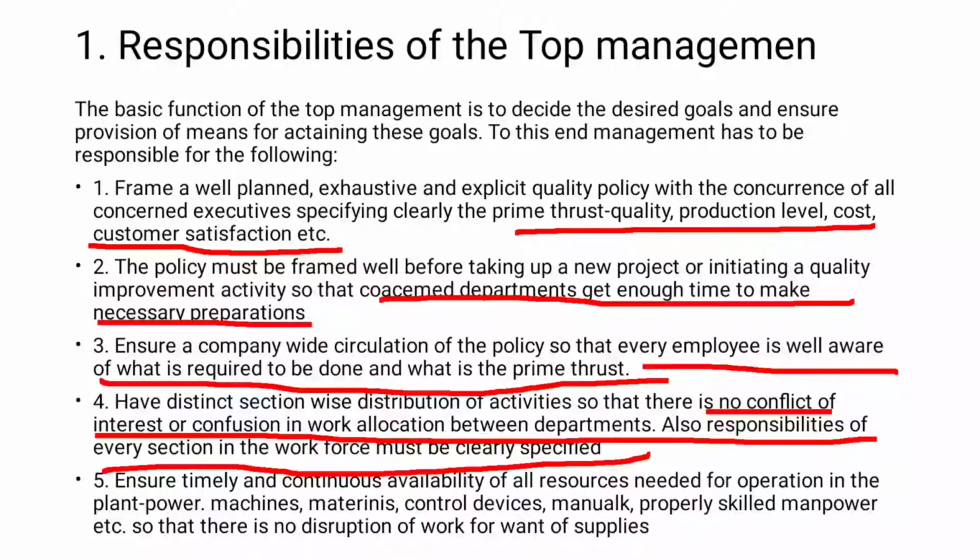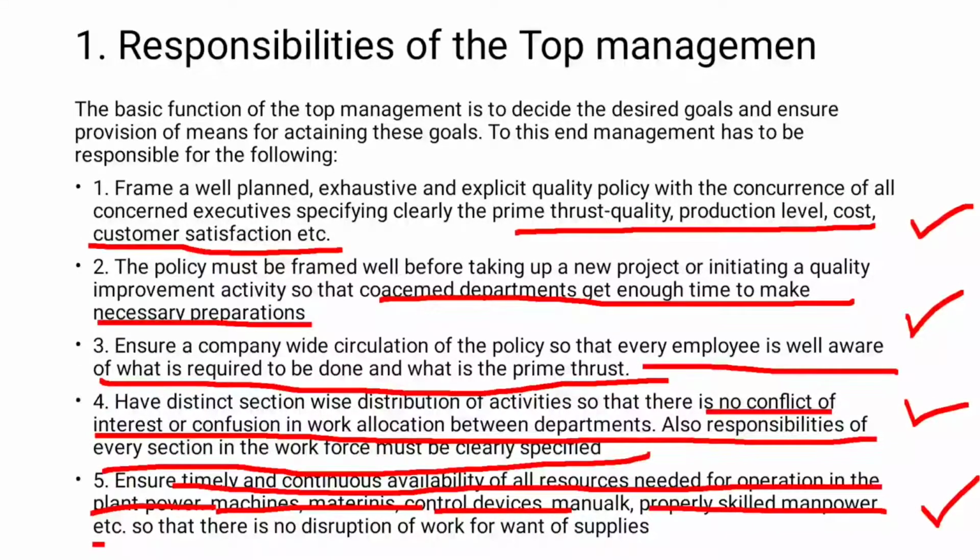So in this point what is given? It is given that we ensure timely and continuous availability of all resources needed to operate in the plant: power, machinery, maintenance, control devices, properly skilled manpower, etc. All this is to be given by the top management to the workers on the workflow. Why? To upgrade the quality, so there is no disruption of work for want of supplies. These are all requirements which need to be fulfilled, I will mark them in yellow, to generate the desired object or desired product.